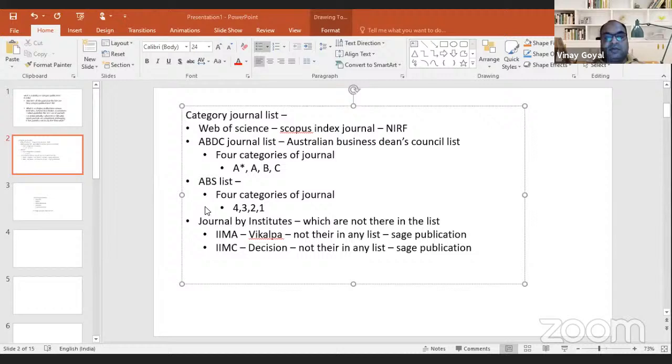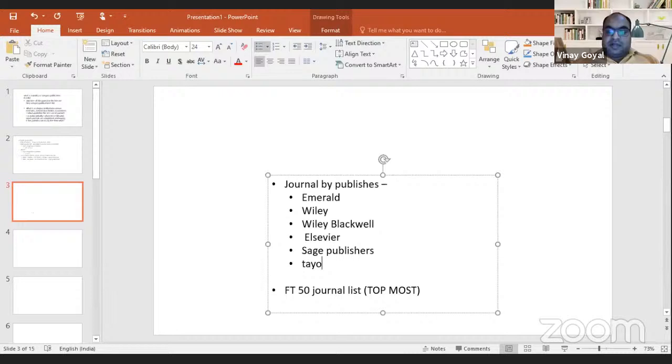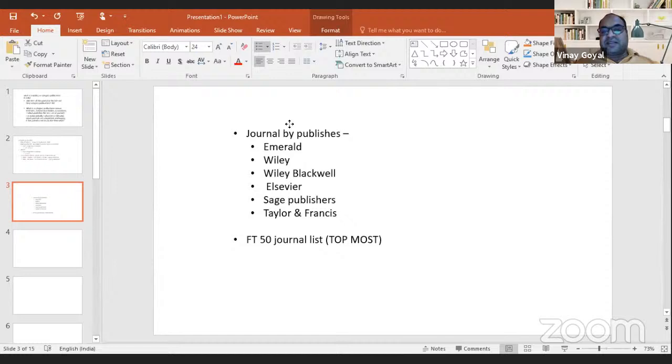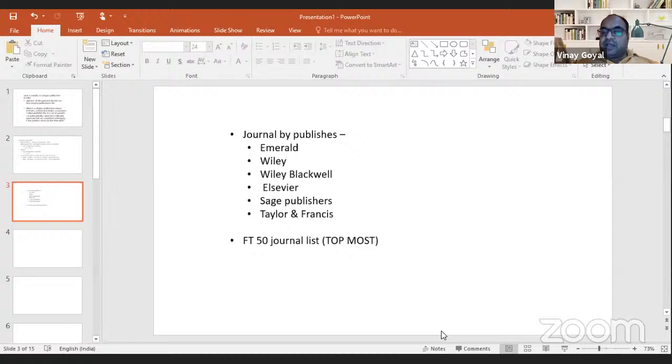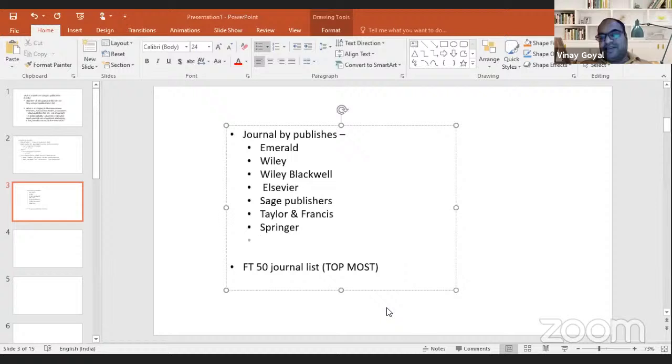Yes, I forgot to write. Somebody has written Taylor and Francis. Yes, Taylor and Francis also is an excellent publication. Taylor and Francis definitely is another publisher which has very high quality journals, and especially in our area of finance and accounting, they have some very good journals. Springer of India, sir? Yeah, Springer is also there, correct.